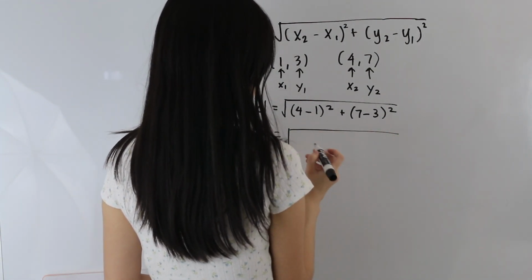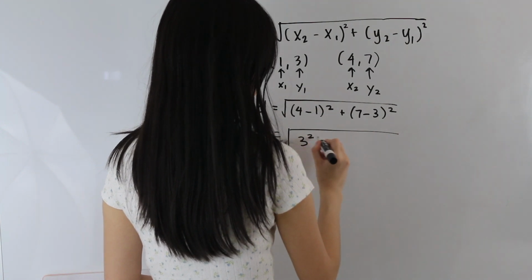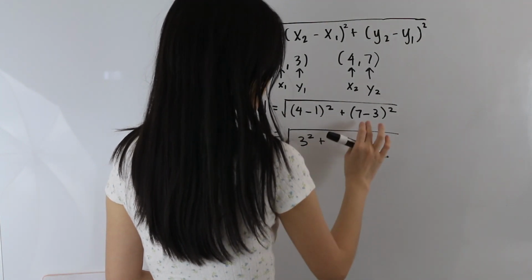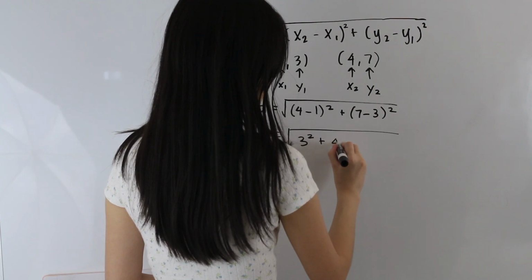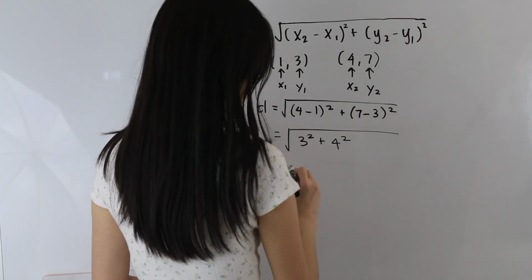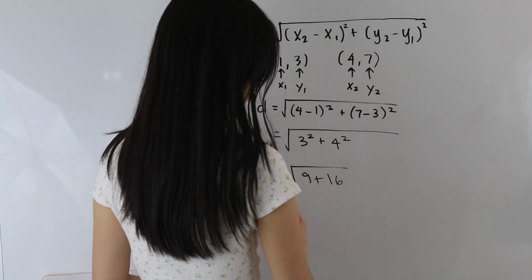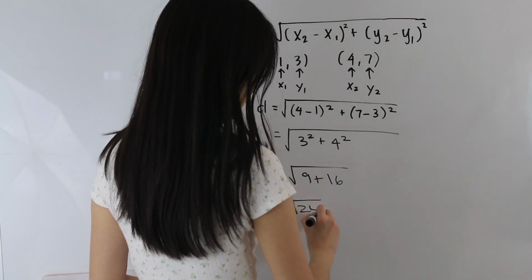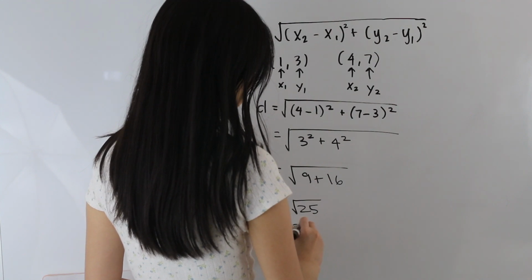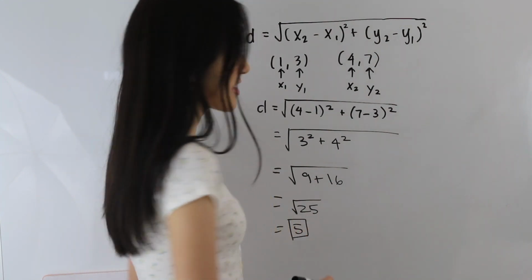So we have 4 minus 1, which is just 3, and then square that, plus 7 minus 3 is just 4, so 4 squared. And then let's go ahead and simplify this down further. So we get 9 plus 16, and adding that up, we get the square root of 25, which is just equal to 5. And that is our final answer.